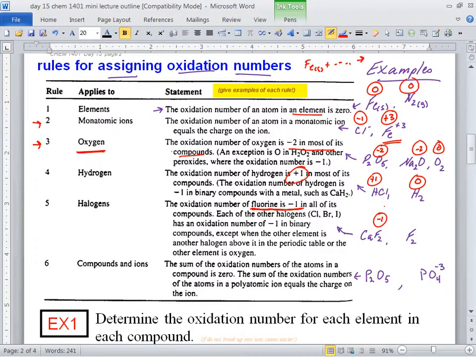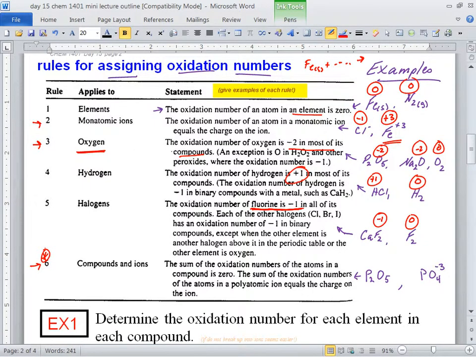How about fluorine gas? F2. Zero. Element all by itself. Very good. Okay, here, rule 6, I think, is the biggest one. The rest aren't really all that, I mean, they're helpful. Rule 6 is where it really all comes together.